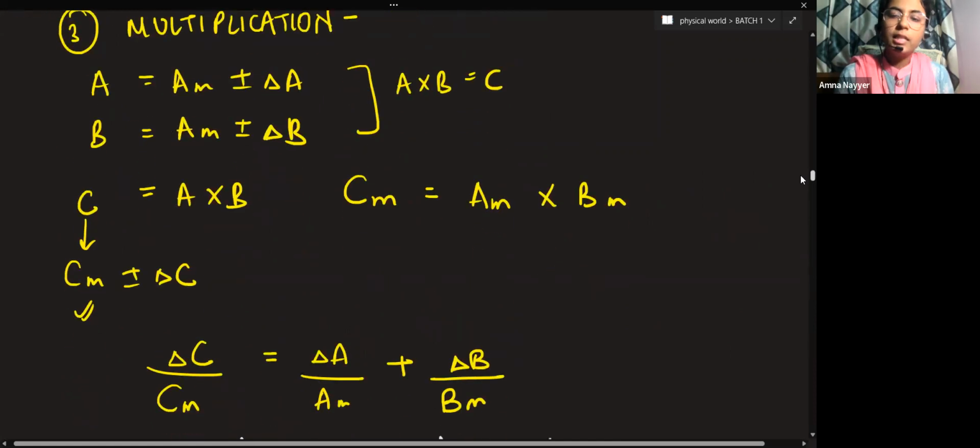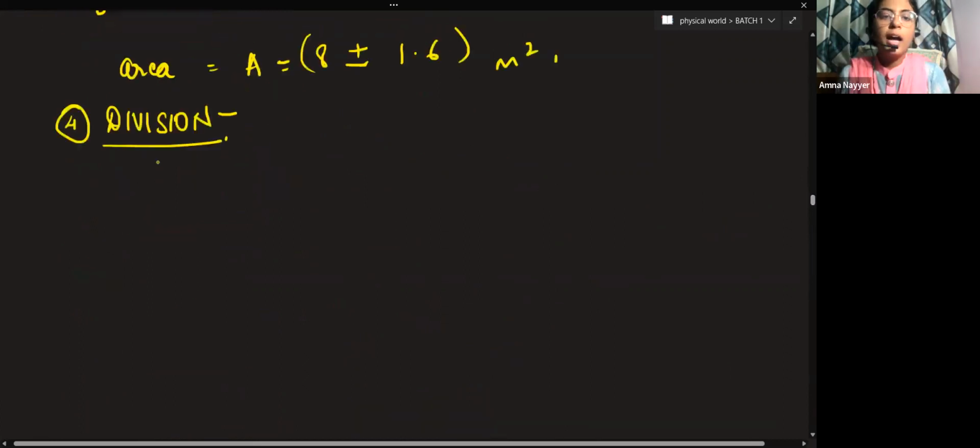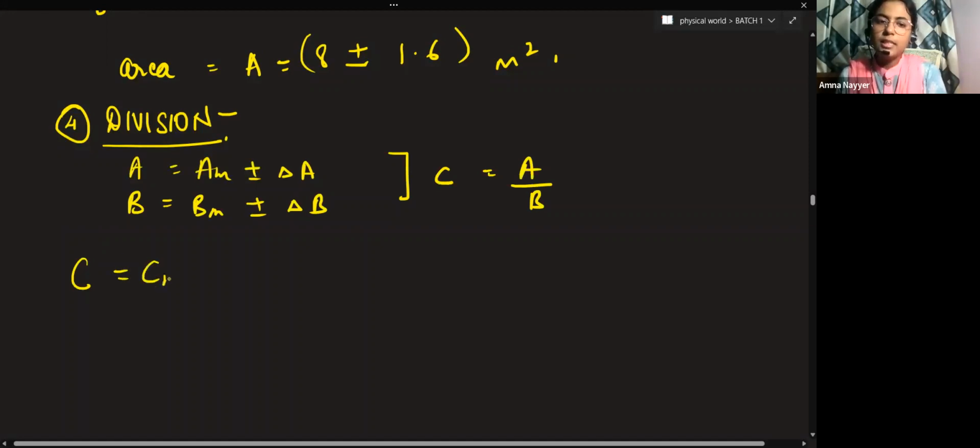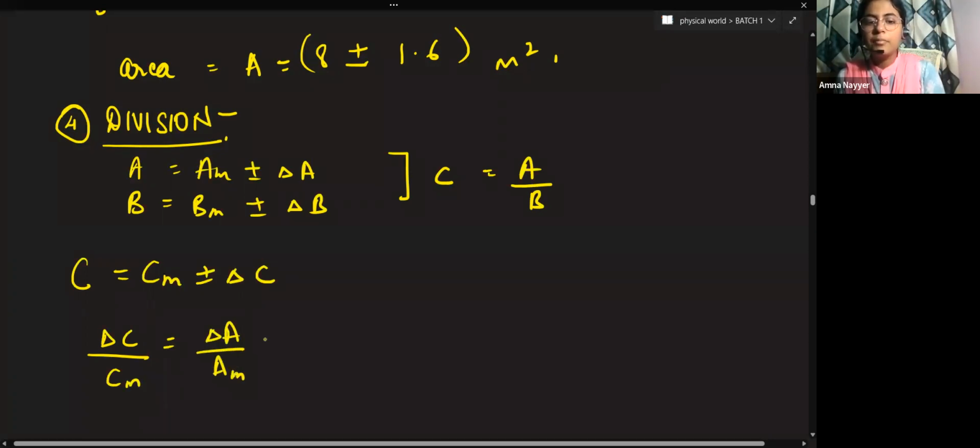See, this whole will remain the same. Means if you have A as AM plus minus delta A, you have B as BM plus minus delta B, you have to find out C, which is A by B, means A divided by B. The answer will be C. So C is written as CM plus minus delta C. Here the portion is same. Even calculation of delta C is also same. Delta C by CM is equal to delta A by AM plus delta B by BM, and so on.